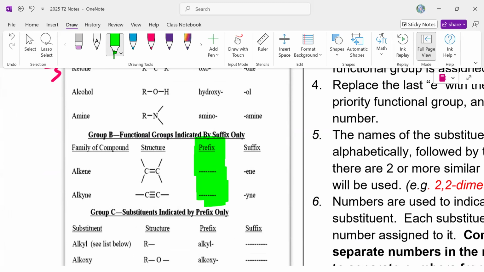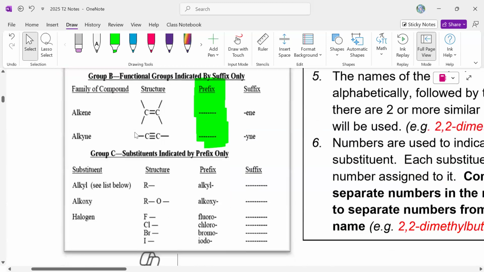So they forever must be in the suffix. They must be in the longest continuous carbon chain, including the functional group. Okay? And then another group of substituents, you'll find that they only have a prefix and they never have any suffix. Forever, they will always be substituents like chloro, fluoro, bromo, methyl, ethyl, propyl, the alkyl groups. So they usually only have a prefix name. They don't have a suffix name.